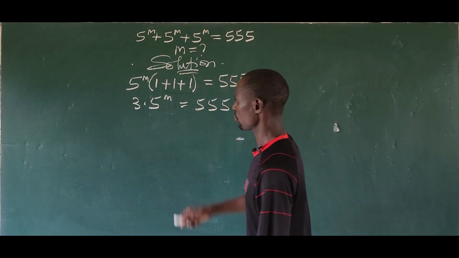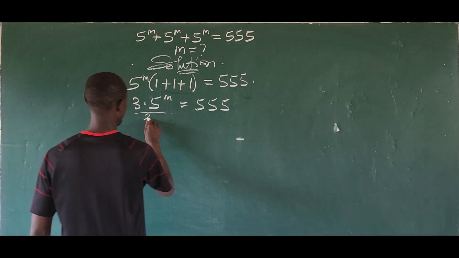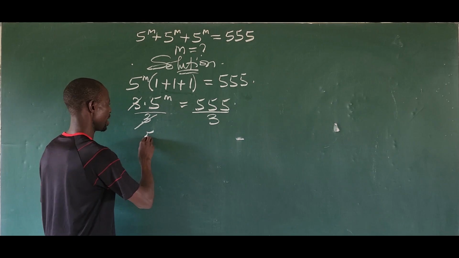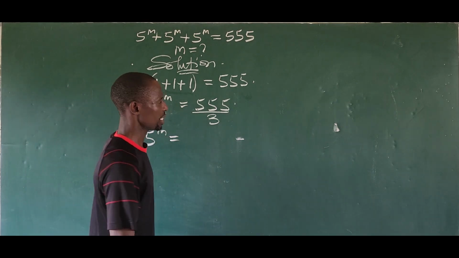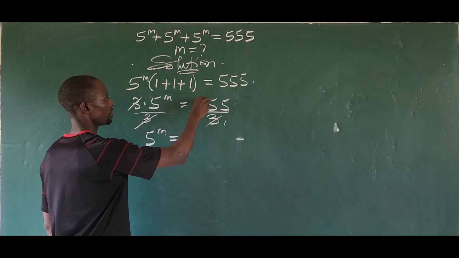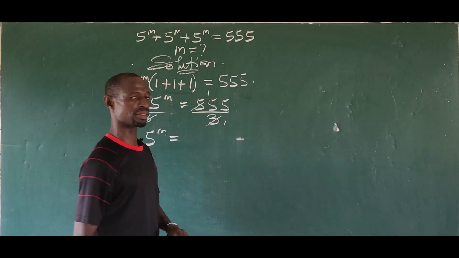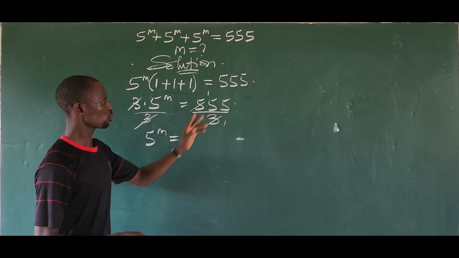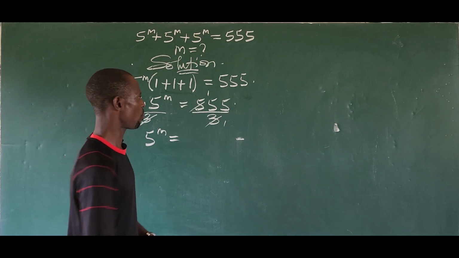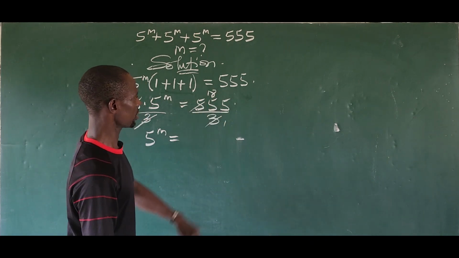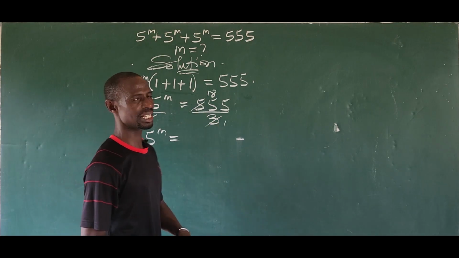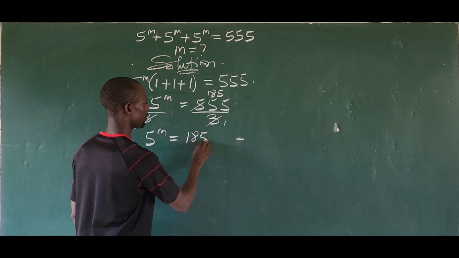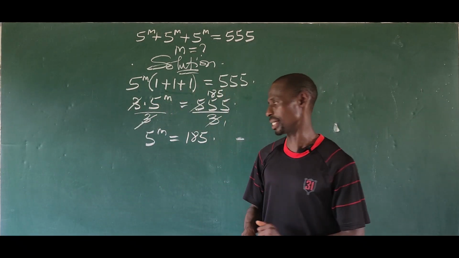Easy. Let's divide through by 3. So if we divide through by 3, we equally divide this side by 3. So 3 here, we have our 5 to the power of m left. So this equals: 3 into 5 gives us 1, remainder 2, bring the 2 to this side to give us 25. So 3 into 25 will give us 8, remainder 1. Bring the 1 to this other side to give us 15. So 3 into 15 will give us 5. So we have here 185. Easy.